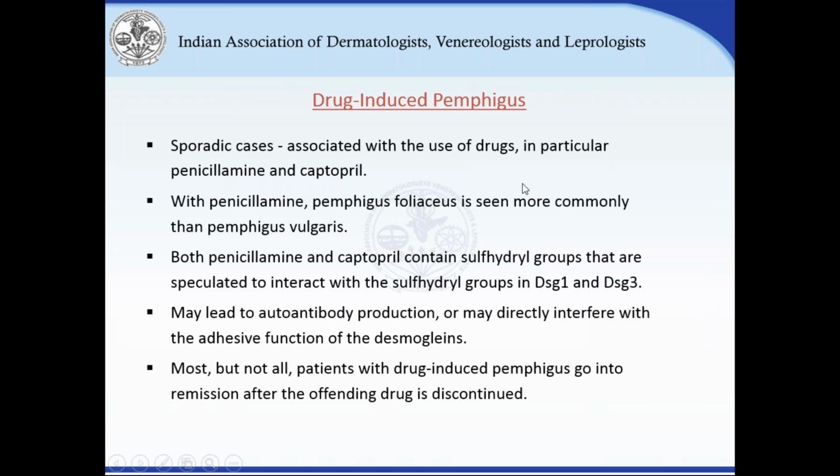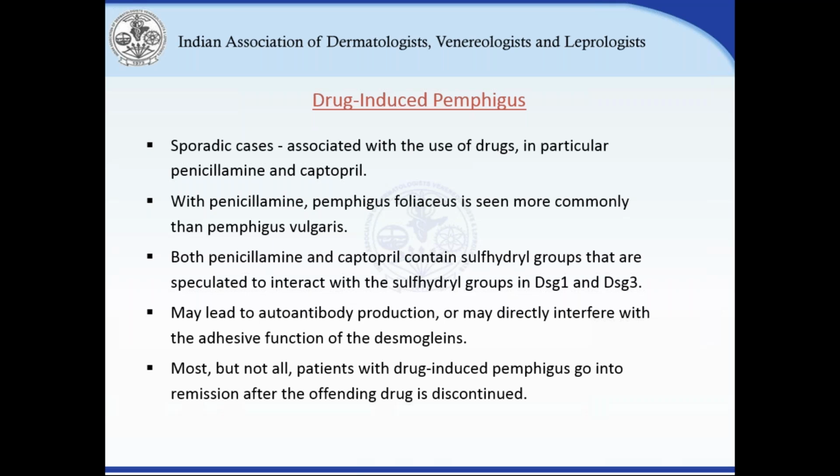Now, drug-induced pemphigus is actually very rare, particularly with penicillamine and captopril. Now, penicillamine is not at all used nowadays. Captopril, of course, you know that too is not used. Now, with penicillamine, pemphigus foliaceus is seen more commonly than pemphigus vulgaris. And both penicillamine and captopril contain sulfhydryl groups that are speculated to interact with the sulfhydryl groups in desmoglein 1 and desmoglein 3. This may lead to autoantibody production or may directly interfere with the adhesive function of the desmogleins.